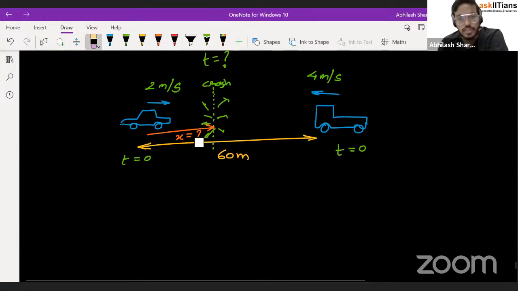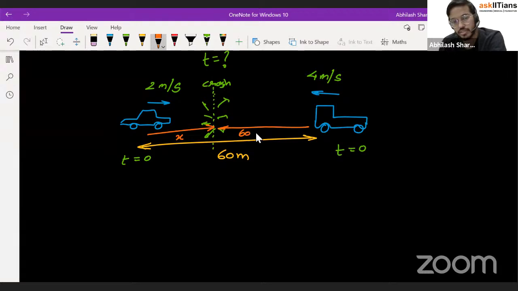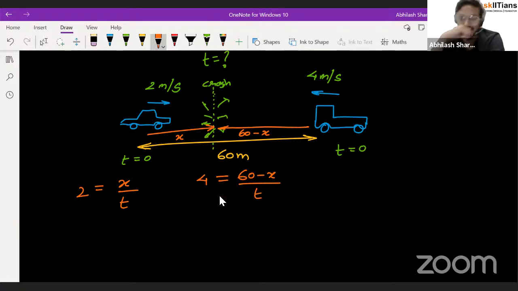So let's say the crash took place after X distance from the car. So if the car has traveled X, how much would the truck have traveled? 60 minus X. The remaining distance should have been traveled by the truck. Now let's apply speed equals distance by time for both of the vehicles. What will that be for the car? Car will say speed is 2 and distance is X by time t. For the truck, speed is 4 and distance is 60 minus X by t.